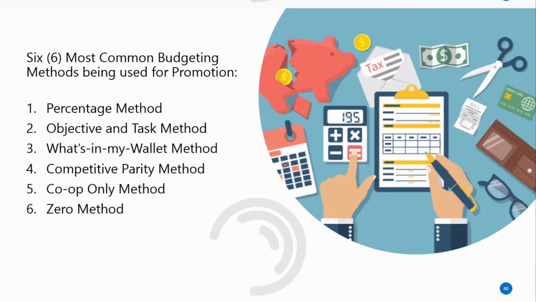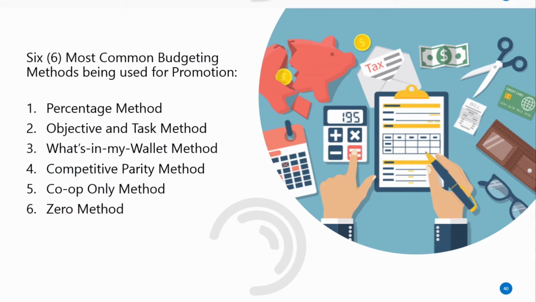Competitive parity method are based on my competitor method. So for this method, the company basically uses their competitors as a basis in setting the budget. A company using this method may be at a disadvantage because they are focusing on their competition's spending patterns instead of their own goals.